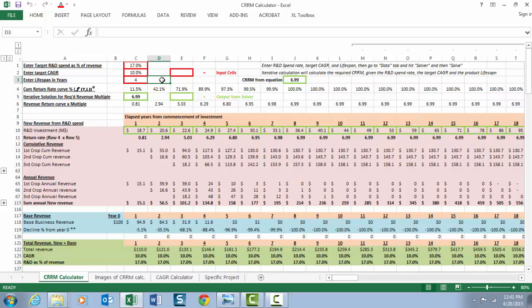In this case, notice that we have set the R&D spend rate to 17%, the CAGR to 10%, and the lifespan of the projects in question we are estimating to have lifespans of 4 years.